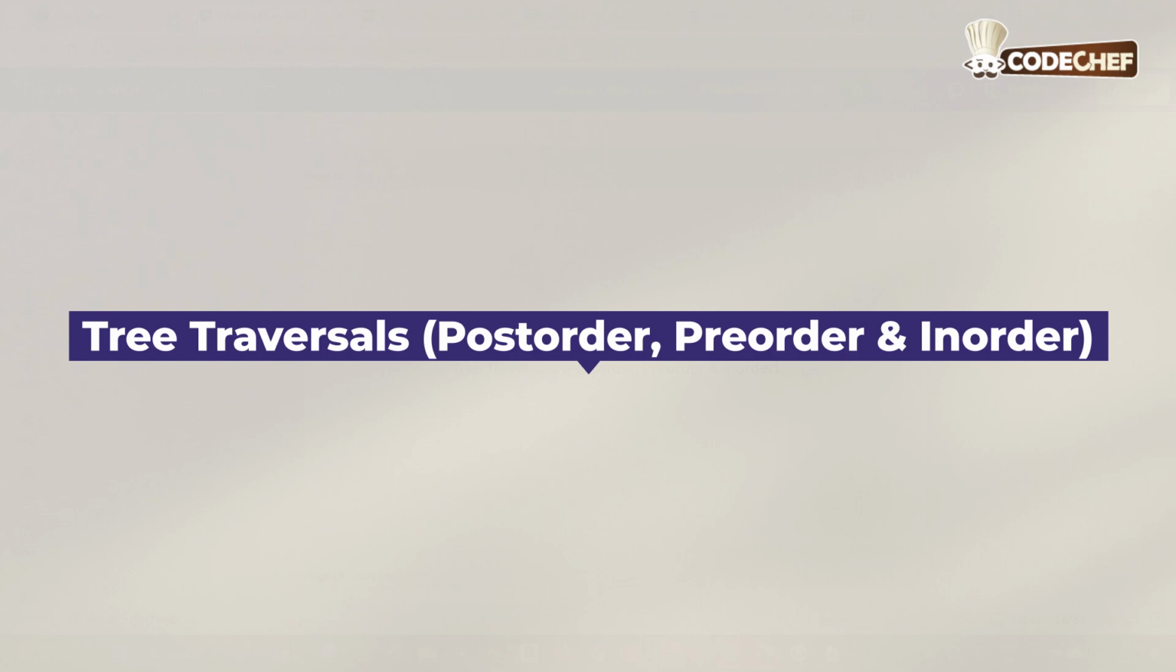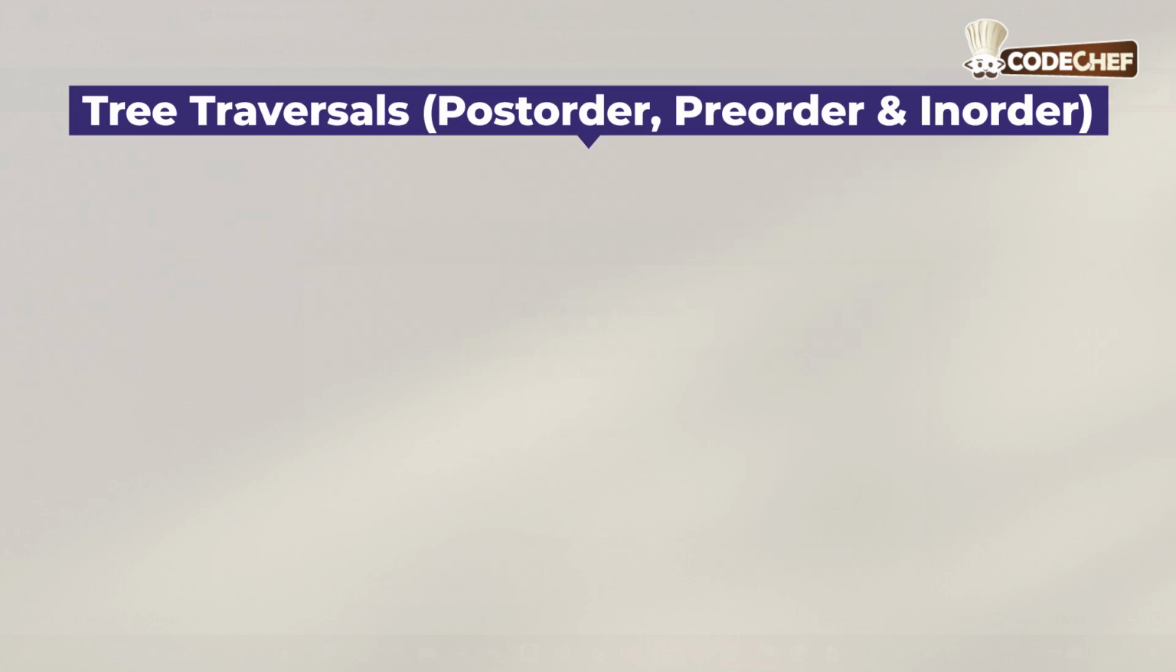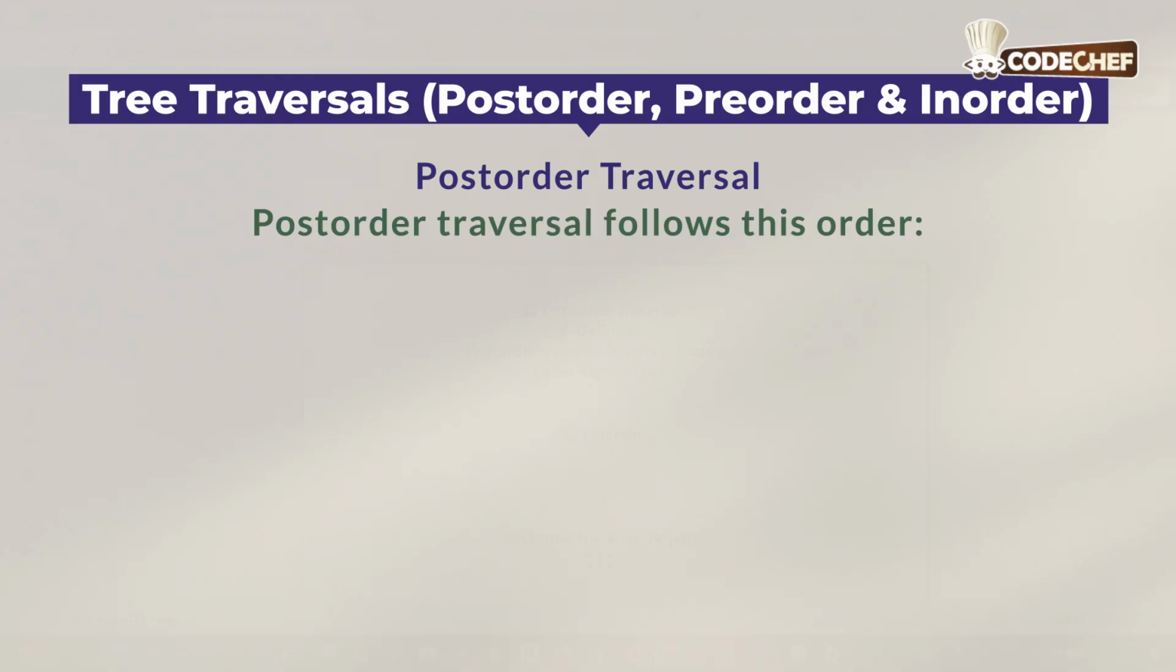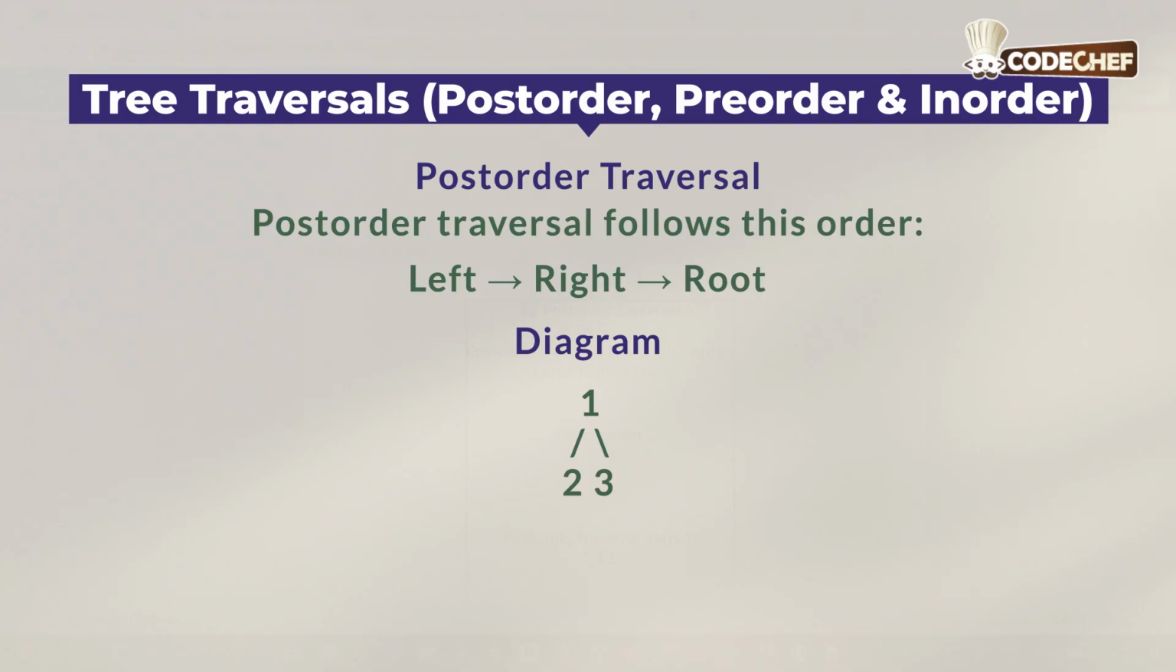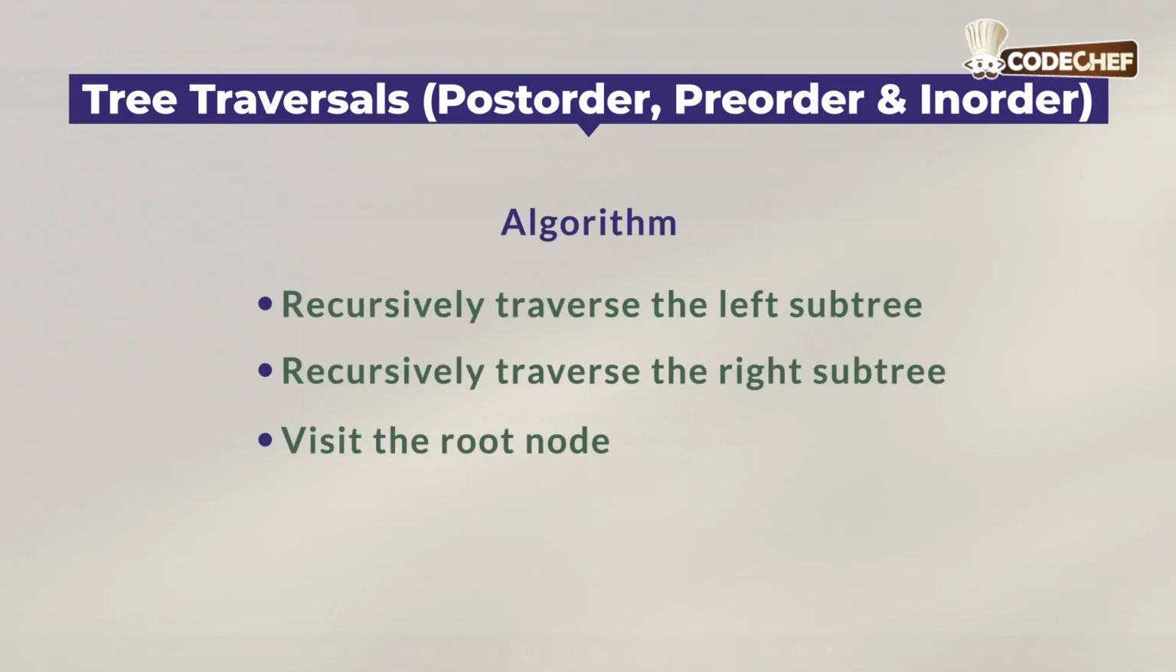Tree traversals: post-order, pre-order, and in-order. Now let's talk about post-order. Post-order traversal follows this order: left, right, then the root. This is an example diagram. Here you can see the post-order travels from the left, starting with 2, goes to the right with 3, and goes back to the root. This is how the algorithm works.